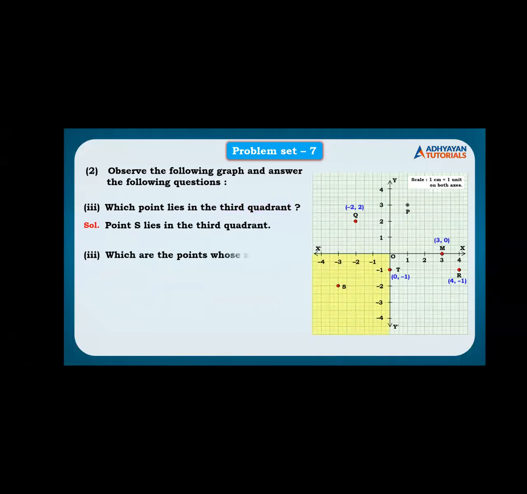The next question, which are the points whose X and Y coordinates are equal? So which points have equal X and Y coordinates? P's X coordinate is 1, 3, okay, -2, -3. I cannot see any point except point O.